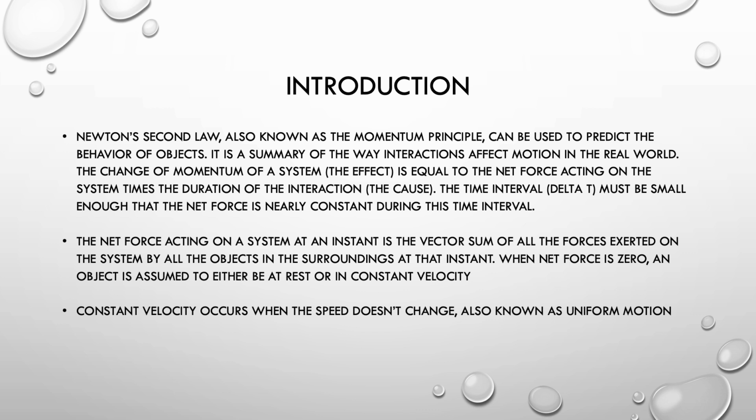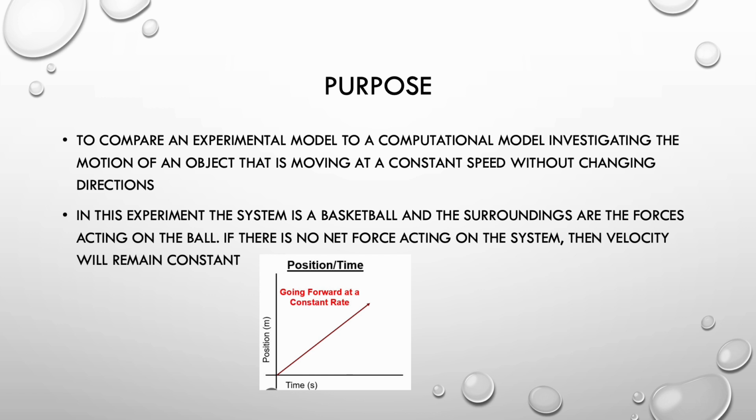When net force is zero, an object is assumed to either be at rest or in constant velocity. And then finally, constant velocity occurs when the speed doesn't change. The purpose of this experiment was to compare an experimental model to a computational model investigating the motion of an object that is moving at a constant speed without changing directions.